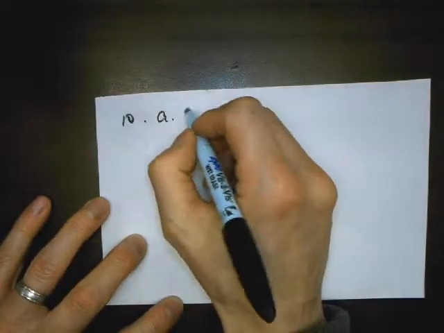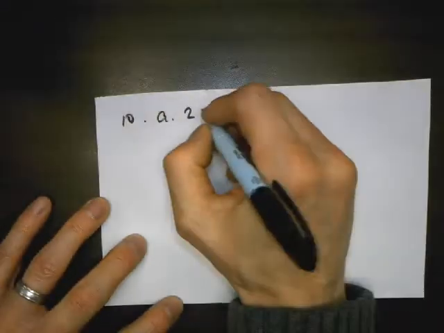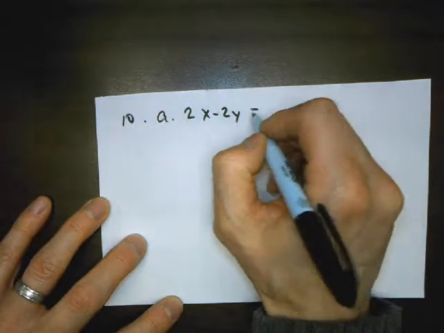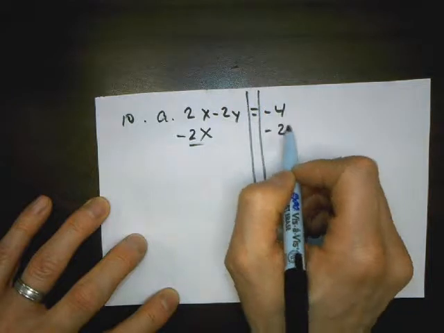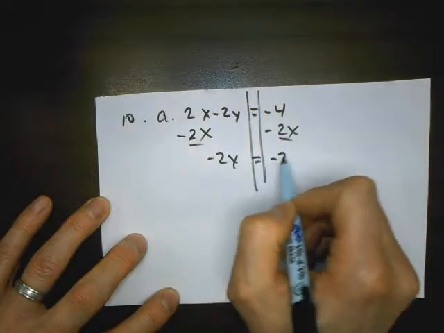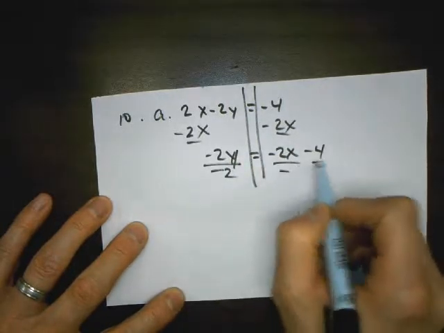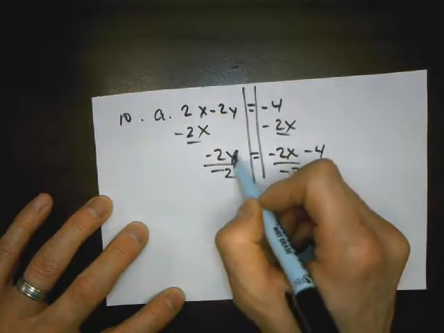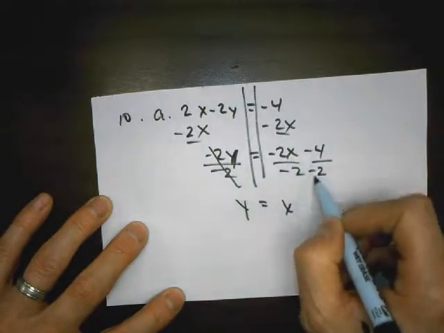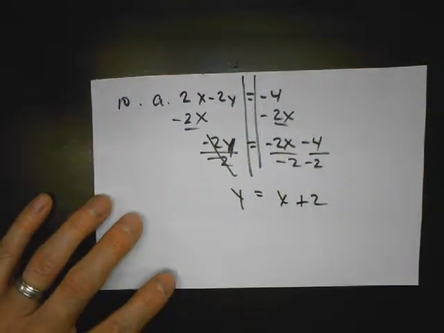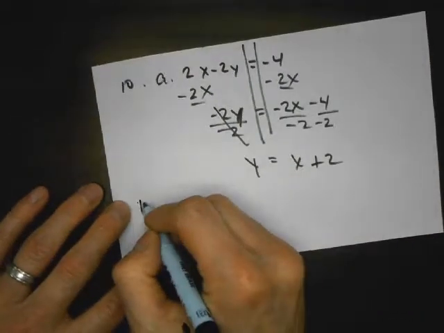And for 10, we're going to check A. We have 2x minus 2y equals negative 4. So we're going to put this in slope-intercept form. I subtract 2x from both sides. I get negative 2y equals negative 2x minus 4. Now I have to get rid of that negative 2, so I divide everything by a negative 2. Okay, so that becomes y equals negative over negative is positive, negative over negative is positive. That's x plus 2. Well, that's not the same as x plus 4, so that doesn't have infinitely many solutions. Let's do the next one.